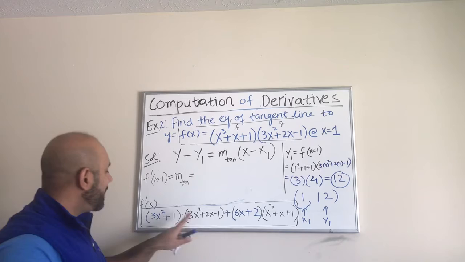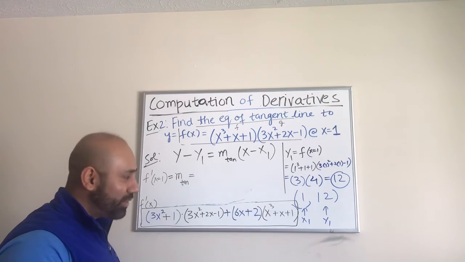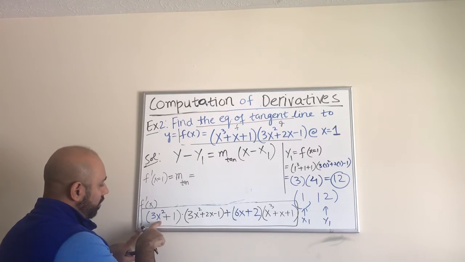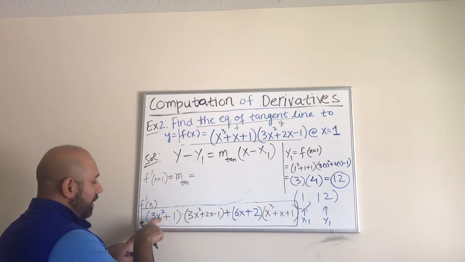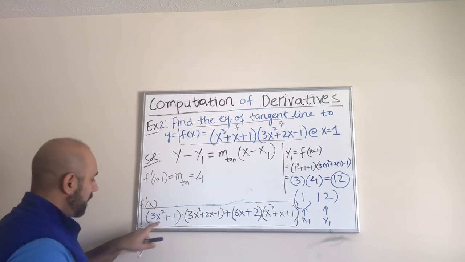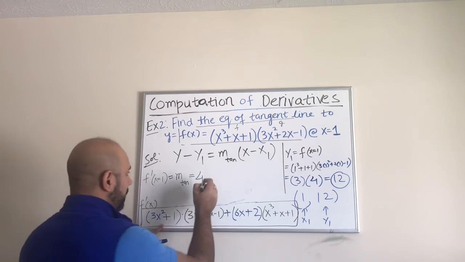Guys, I'm not going to try to distribute or do any of those things here. I'm just directly going to substitute 1 and then simplify. So when I substitute 1 here, it's going to be 1 squared, 3 times 1 is 3, 3 plus 1 is 4. So this first parenthesis simply becomes 4. It's not too complicated for us to do that without even writing the whole step.